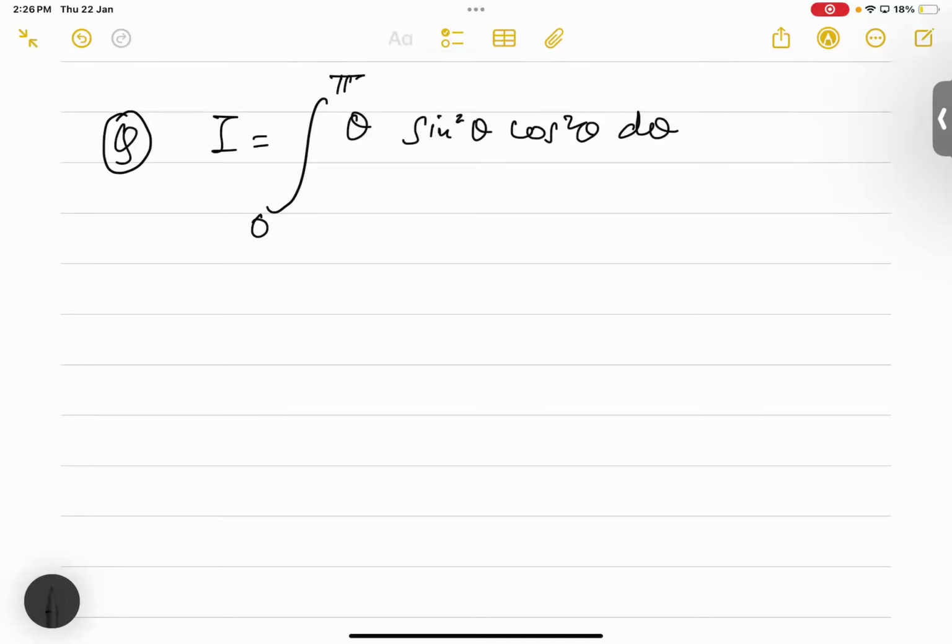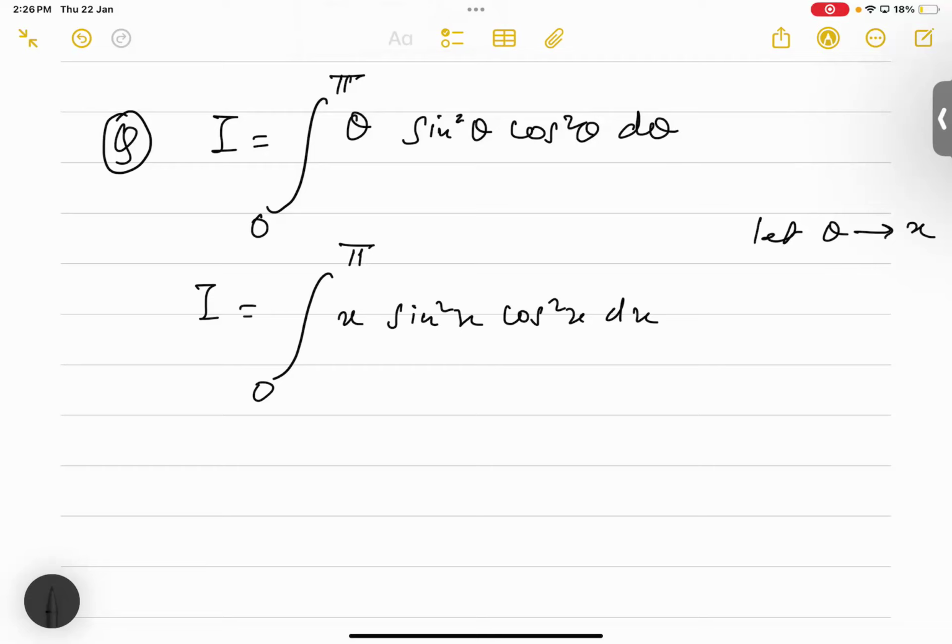So for simplicity, I'm just taking this as x, but in the final step, replace x with theta. Let theta be equal to x. Now this is not the method of substitution. This is for simplicity, I'm taking it as x. Now what to do? I'll solve this using the property.